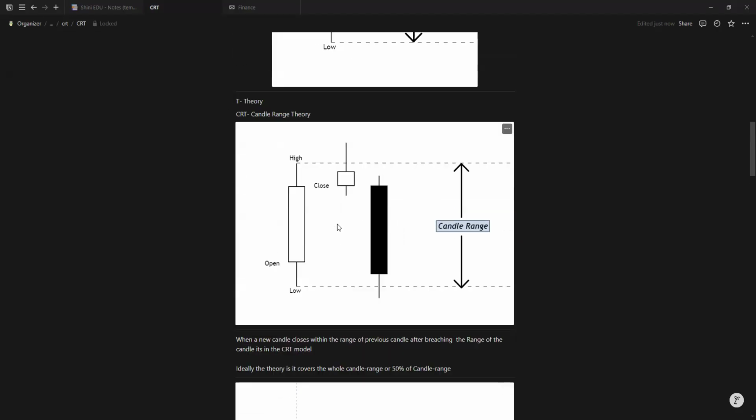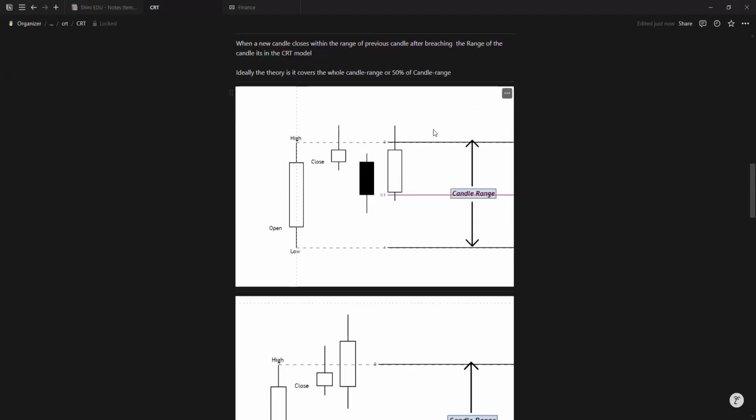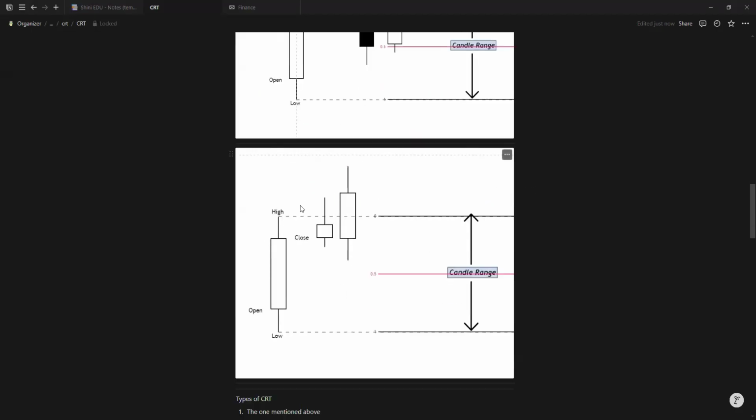So there are three setups within this. The first is this one: we cover the whole 100% of the candle range. The next one is we cover the 50%. See, in this example, we did the CRT thing, and then we went for the 50% and then we reversed. And the third possible scenario is we don't respect it at all. We do a CRT and then we just reverse without even touching the 50%.